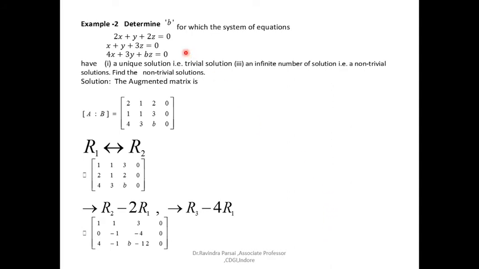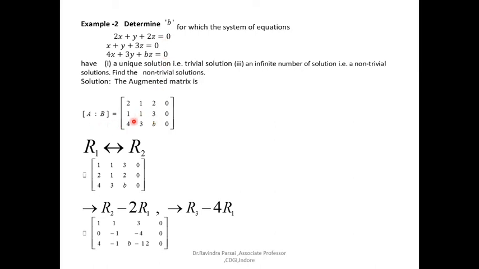Now we come to one more example of the same technique. We have to determine the unknown b for which the system has a unique solution or trivial solution, and the second option, an infinite number of solutions, because we know that in the homogeneous case there are only 2 categories, either one solution or many solutions. That is because the system is always consistent.